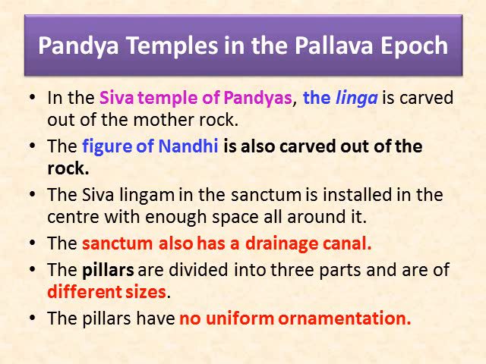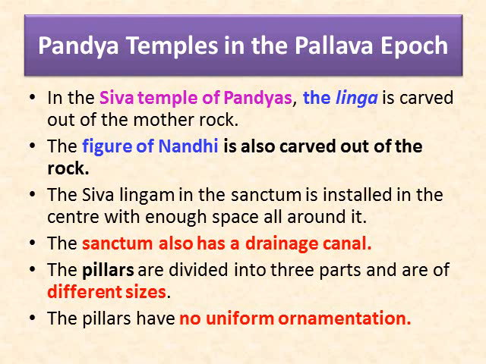In the Shiva temple of the Pandyas, the linga, that is a Shivalinga, is carved out of the mother rock. So a single rock is used to carve out the Shivalingam in the Shiva temples. The figure of Nandi is also carved out of the rock. The Shivalingam in the sanctum is installed in the center with enough space all around it so that you can go for a procession. The sanctum has also a drainage canal.